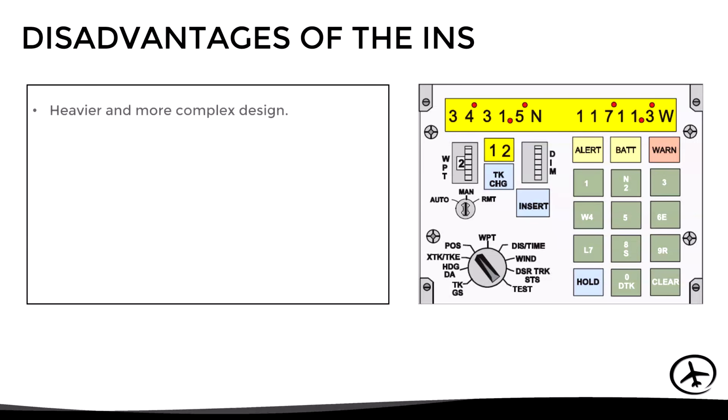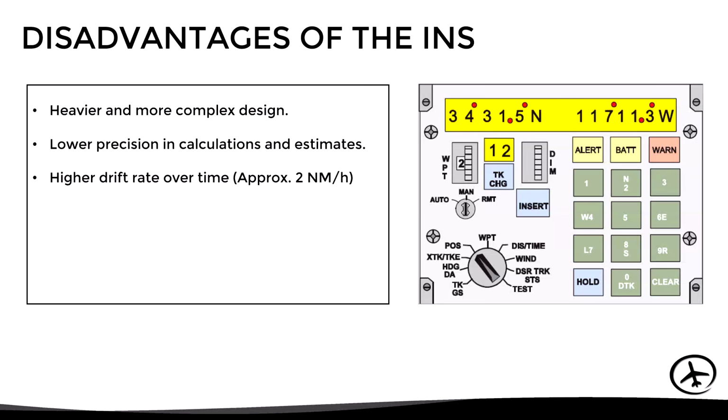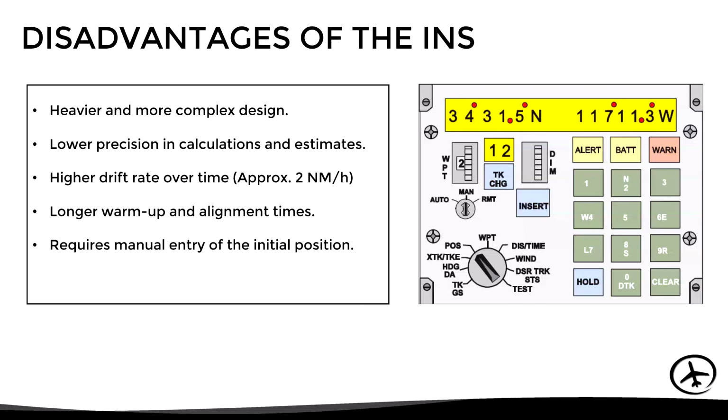First of all, it has a heavy and complex design, since it uses mechanical sensors. There is lower precision in calculations and estimates. The drift rate is high. It has longer warm-up and alignment times, since the platform needs to be aligned with the horizon and true north. It requires a manual entry of the initial position for the alignment. And finally, it has a more complex control panel.